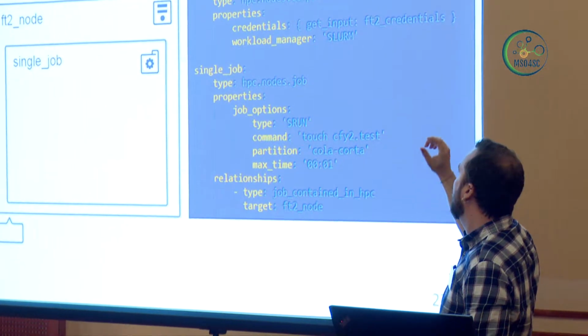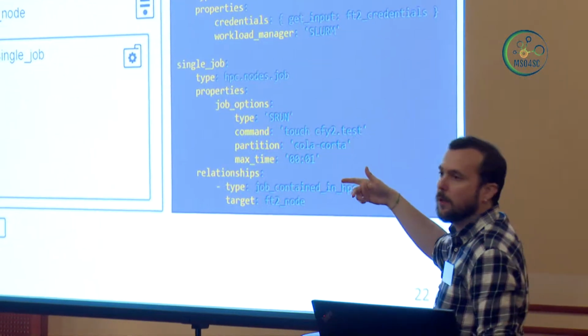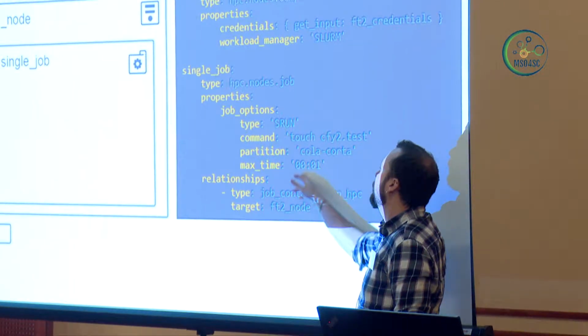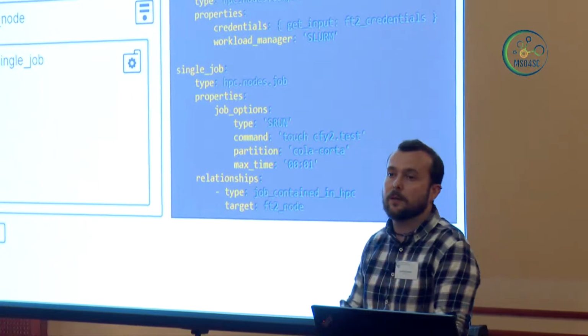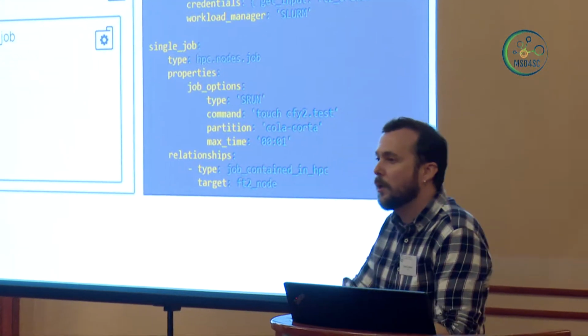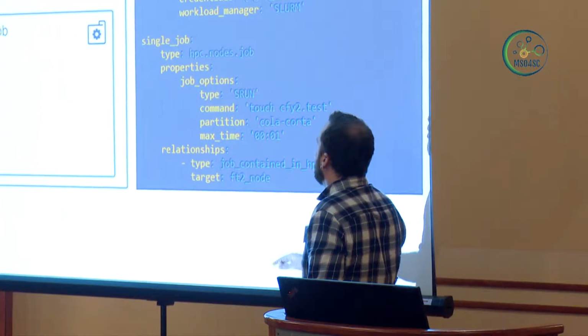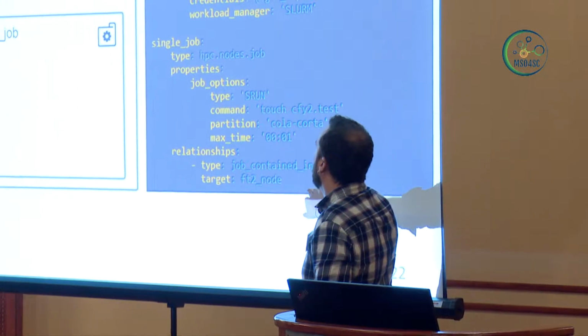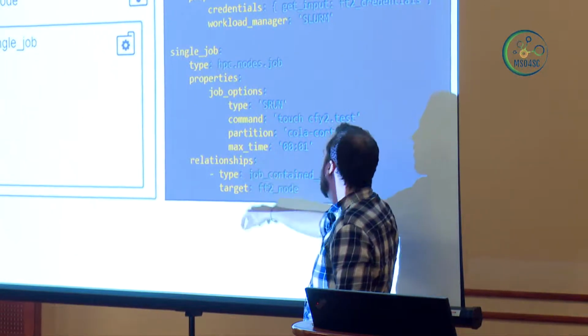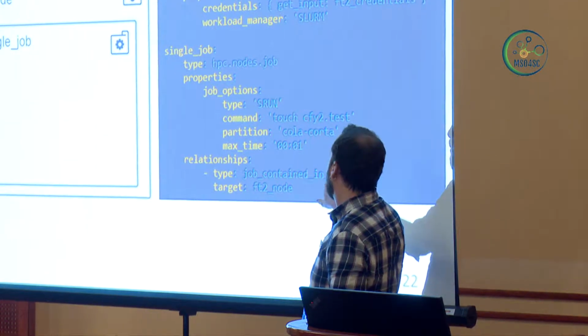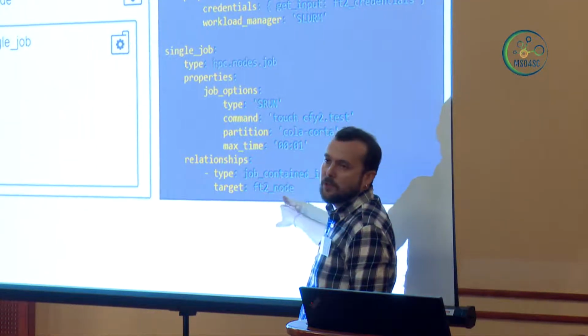For example, let's say we are not using slurm and we are using another one. We could still have this kind of options, and the orchestrator is going to actually run it in the different workloads. Also, we have the relationships, which are important. Here, we said that this job is going to be contained in an HPC, and the HPC is FT2, for example.